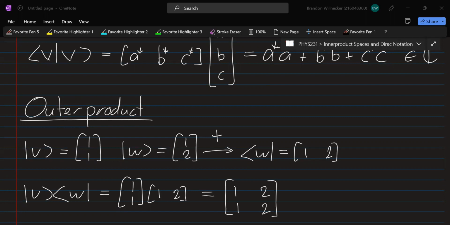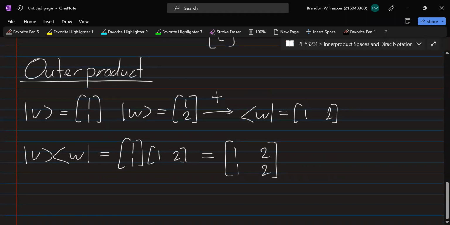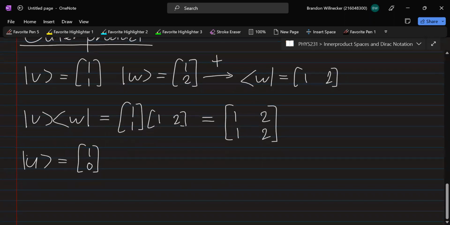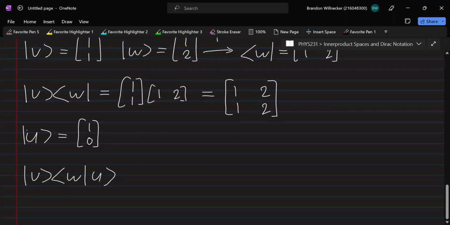Now, this makes a bit of sense, because if we look at this construction of the outer product, and we take this outer product and multiply it onto a ket, let's see what we get. Let's say U as a ket is given by 1, 0, for example. Then let's take the outer product, combine it with this ket and see what happens. So we've got V, W, and then acting on the ket U. But notice that this second part here is just a complex number.